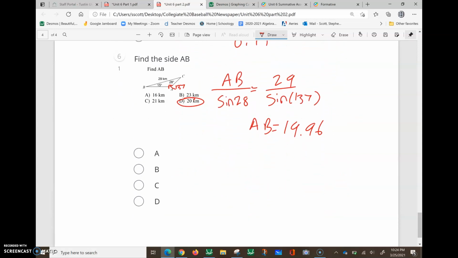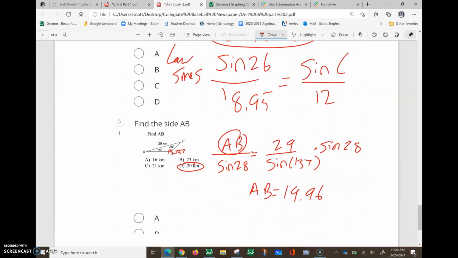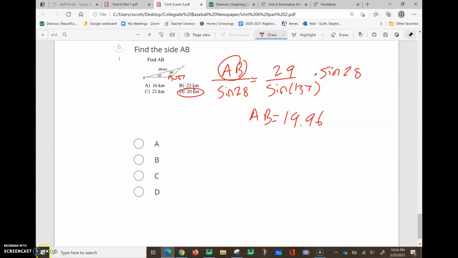And then for the last one, again, you just need to figure out what this angle is, which is 137. And then this is just a law of sines setup. You can kind of see my work there. And then solve for AB by multiplying by sine of 28 to that side. And then using the calculator, you'll finish it off. And there you have it. That is your Unit 6 Part 2 summative assessment.